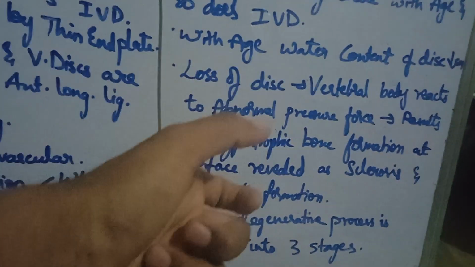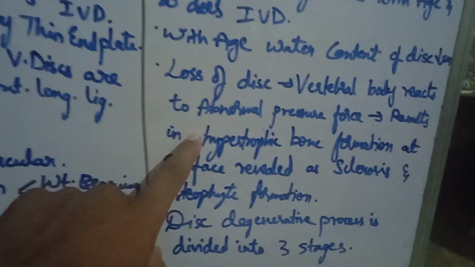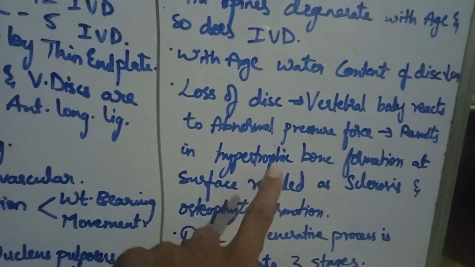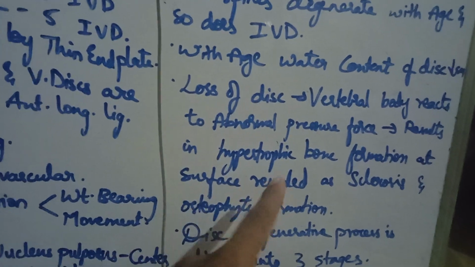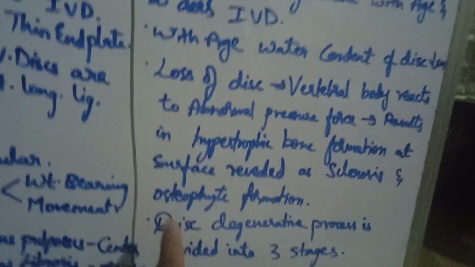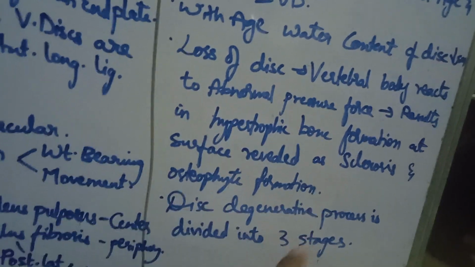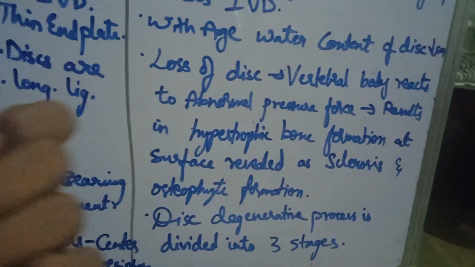This abnormal pressure force taken by the vertebral body will result in the formation of hypertrophic bone. How is this hypertrophic bone revealed on the surface? It will be revealed as sclerosis or osteophyte formation. If there is osteophyte formation, again the disc will have a problem. So again there will be compression of the nerves and so on.